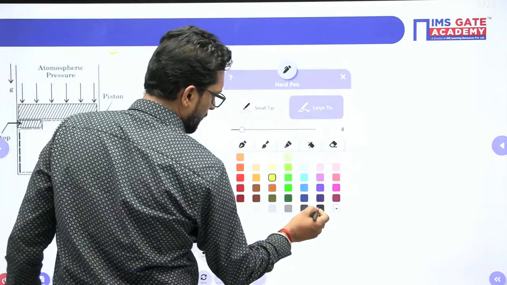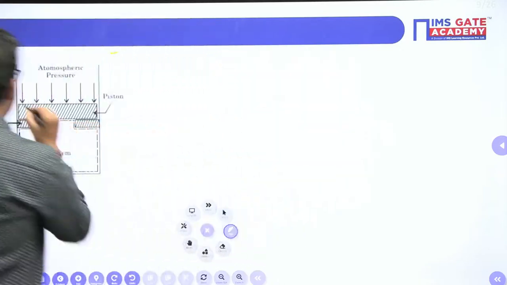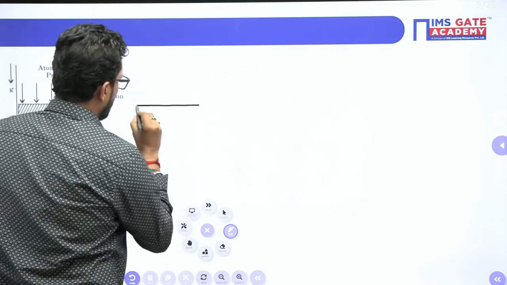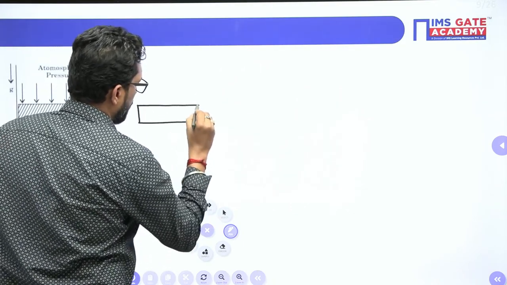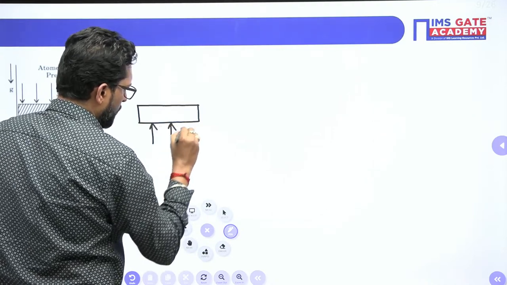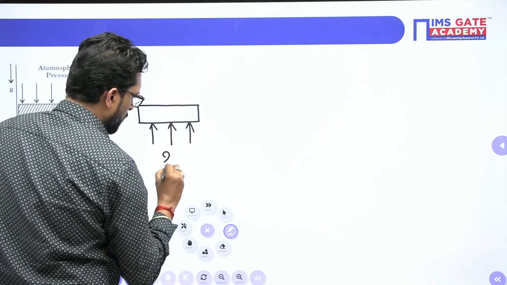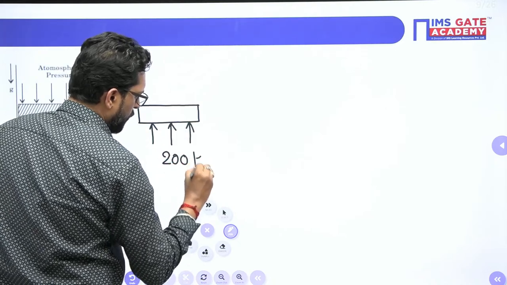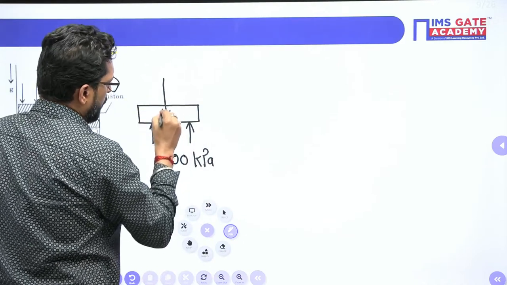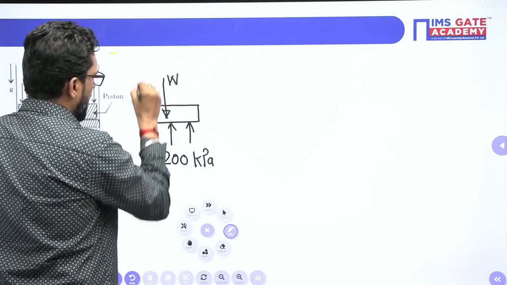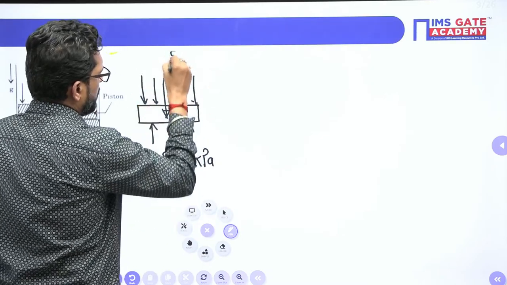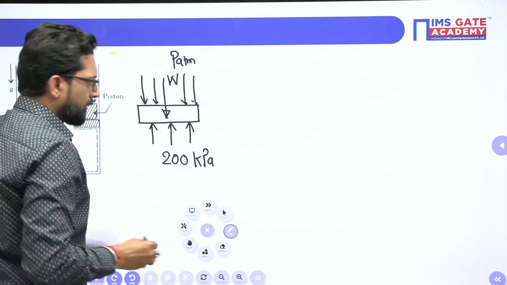See, we take black. This is our piston free body diagram. We have to make a free body diagram. So there is a pressure, how much? 200 kilopascal. There is a weight, and there must be an atmospheric pressure, PATM, right?